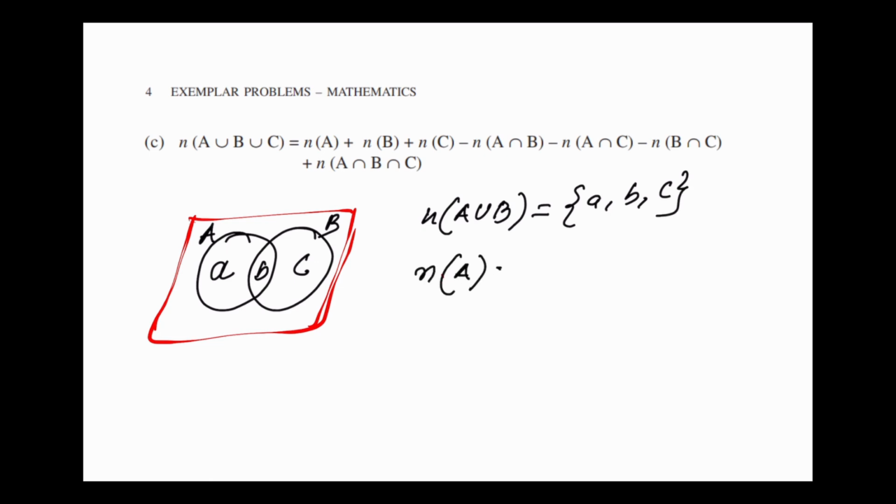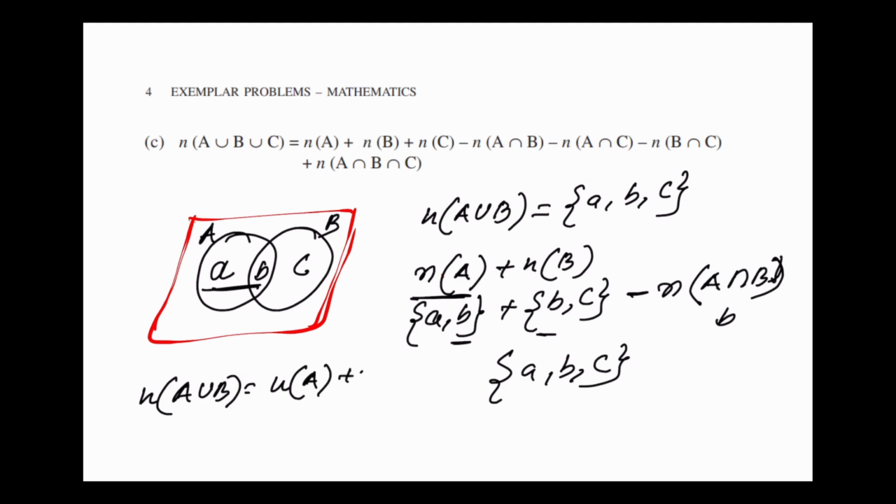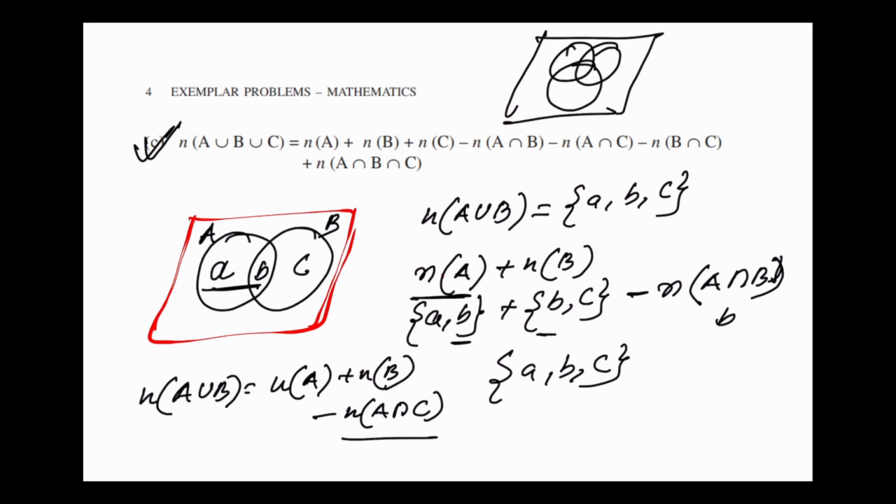We can write it as n of A plus n of B. Now whenever I am writing n of A, what are the elements n of A contains? A comma B. And when I'm writing n of B, what does it contain? B comma C. So I see two B's are coming, so I'll subtract one extra: n of A intersection B. One extra B will be subtracted from here, so we'll get A comma B comma C. So the first formula we have is n of A union B is nothing but n of A plus n of B minus n of A intersection B.